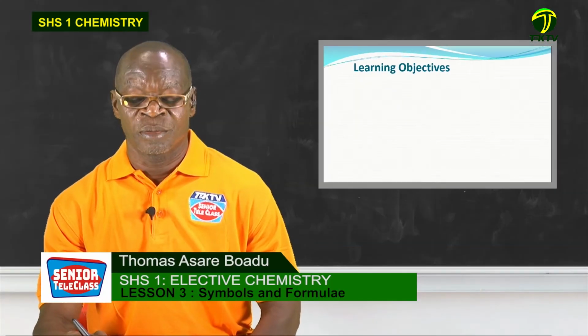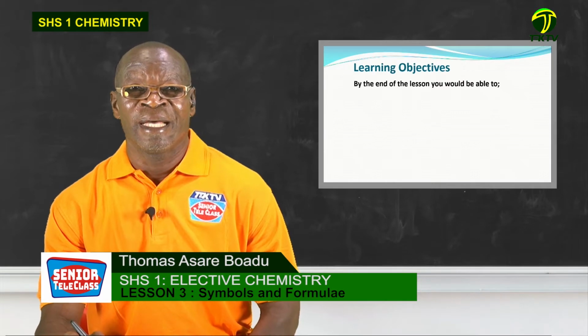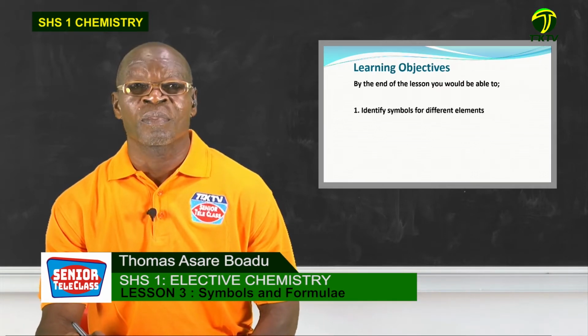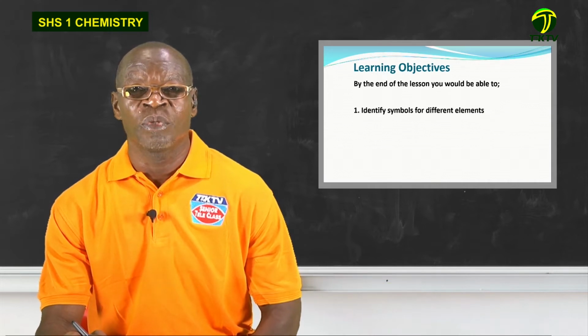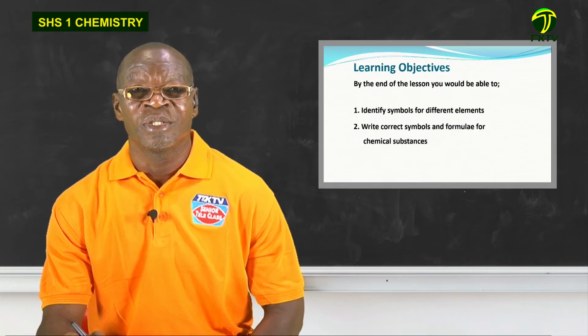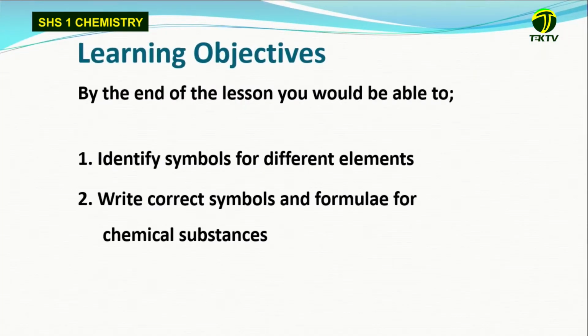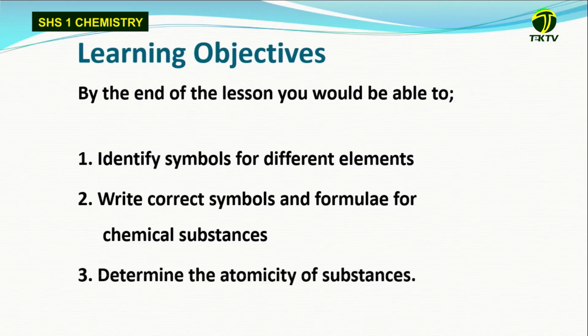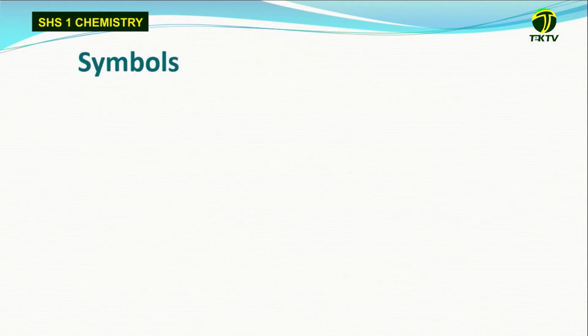And our learning objectives, by the end of the lesson, you would be able to identify symbols for different elements. Secondly, you will be able to write correct symbols and formulae for chemical substances. And thirdly, you will be able to determine the atomicity of substances.